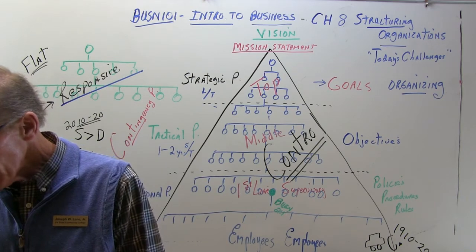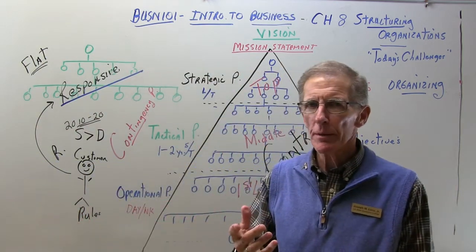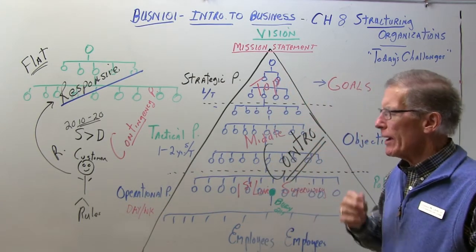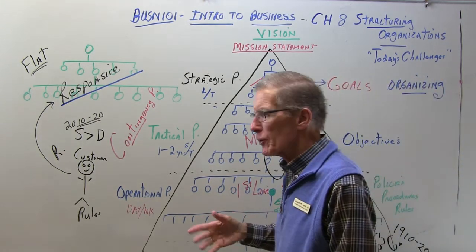So, centralized, decentralized authority. I want you to know the difference. I want you to know what each one of them is and the difference between the two. Span of control. Span of control is how many workers can a supervisor effectively supervise?